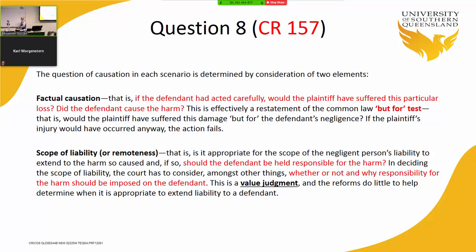So the first part is what we call the but-for test. But for the actions of the defendant, the plaintiff would not have suffered the harm that they did. Okay? After you establish factual causation, if the answer is yes, like with Anna and Michael, then the next question is the scope of liability.